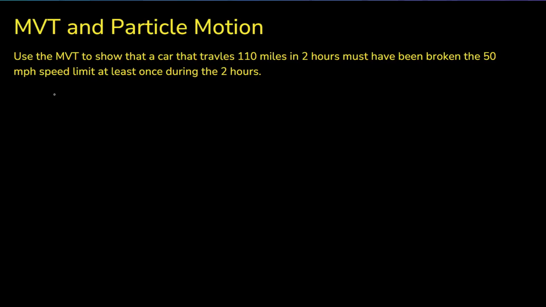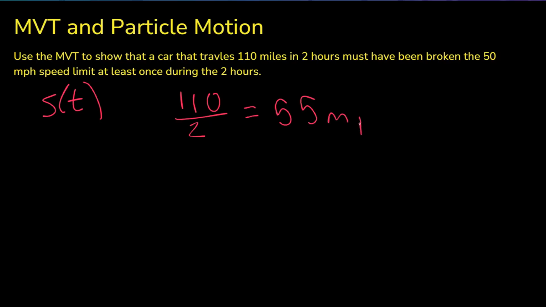So if the function s of t represents the distance the car traveled after t hours, its average velocity during that 2-hour time interval would be change in position over change in time. So it traveled 110 miles in 2 hours. So that would be 55 miles per hour on average.